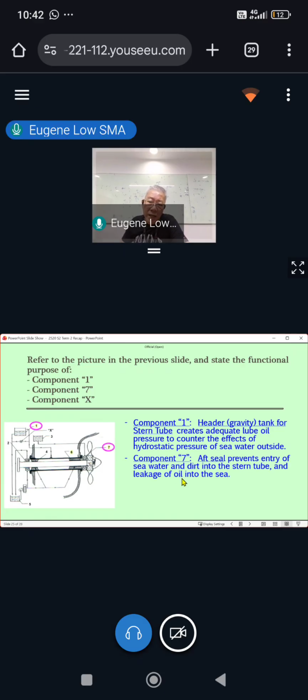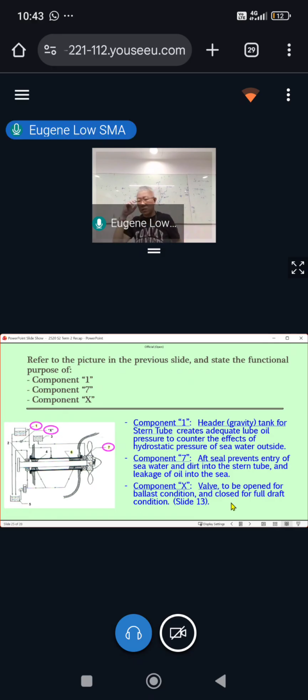Okay, the job of component 7, the aft seal, is to prevent entry of seawater and dirt into the stern tube, and the other way is also required: prevent leakage of oil into the sea as well. That's what the stern aft seal is supposed to do. Last but not least, component X is a valve, or you can call it a bypass valve. All you need to say is that it is open for ballast condition and closed for full draft or full loaded condition. That's what these three components are and what they are there for.